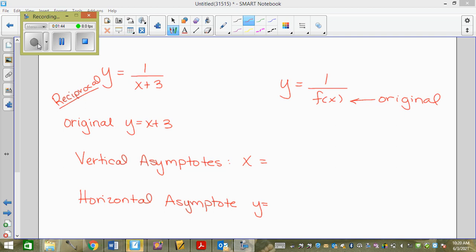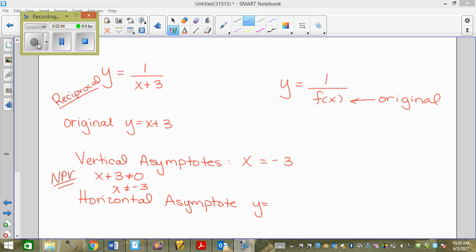Okay? So this function, what would my non-permissible value be? X cannot equal negative 3, because x plus 3 cannot equal 0, so x cannot equal negative 3. That would be my NPV. Kind of reviewing a little bit of rationals here. So my asymptote is equal to that, remember? So it's equal to negative 3.